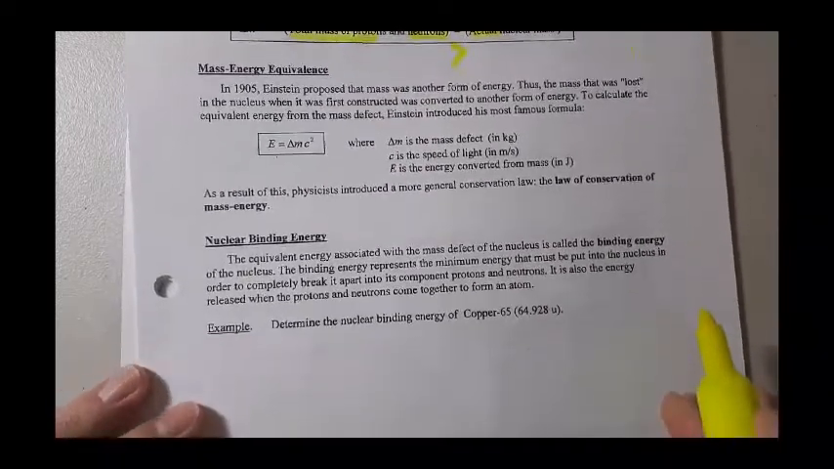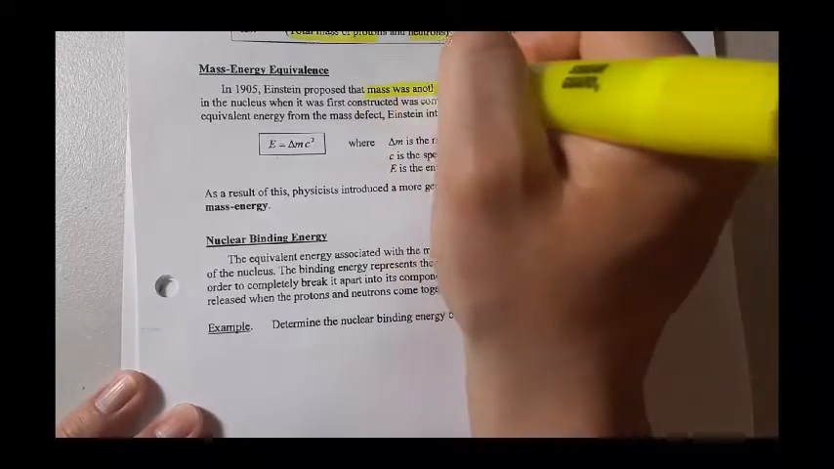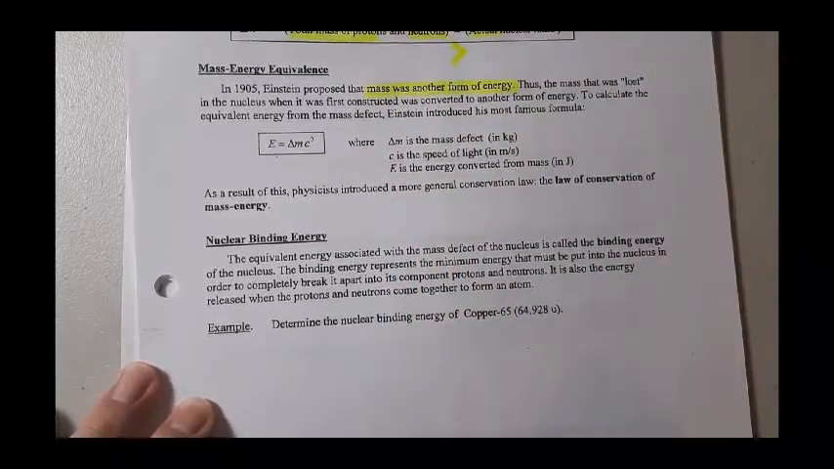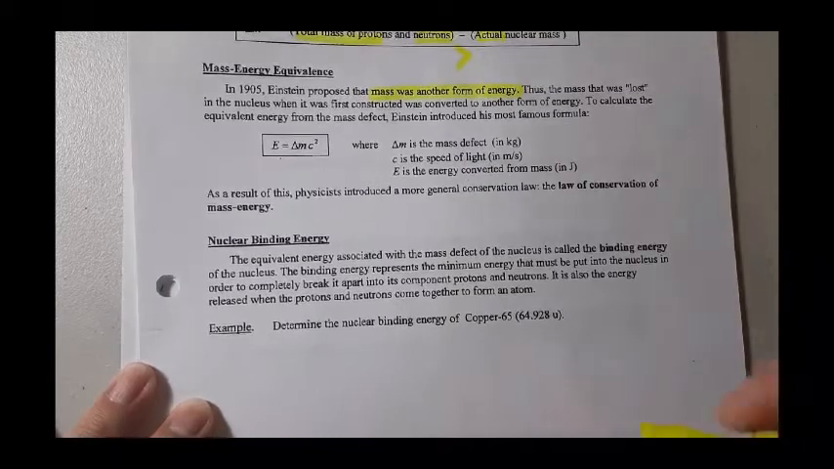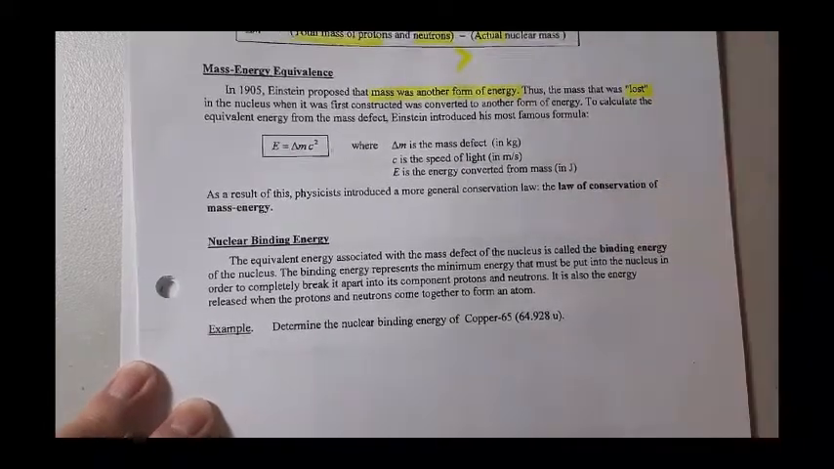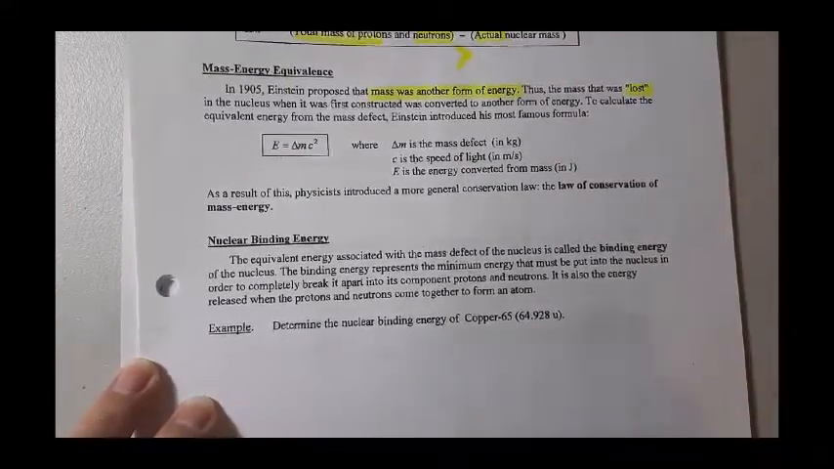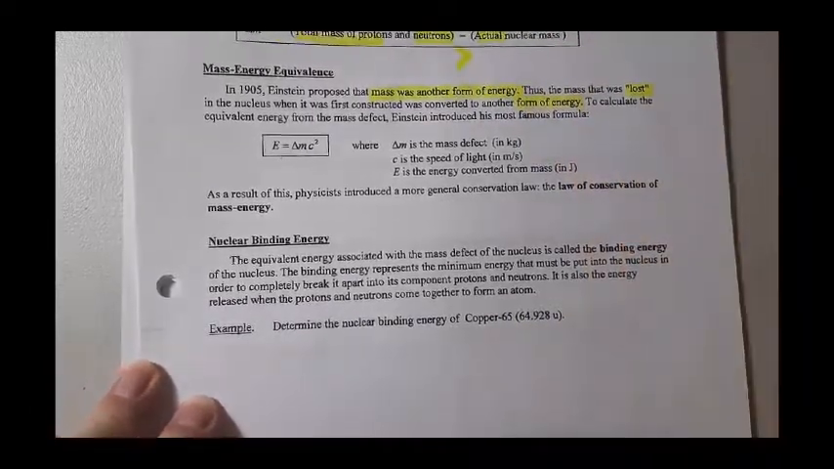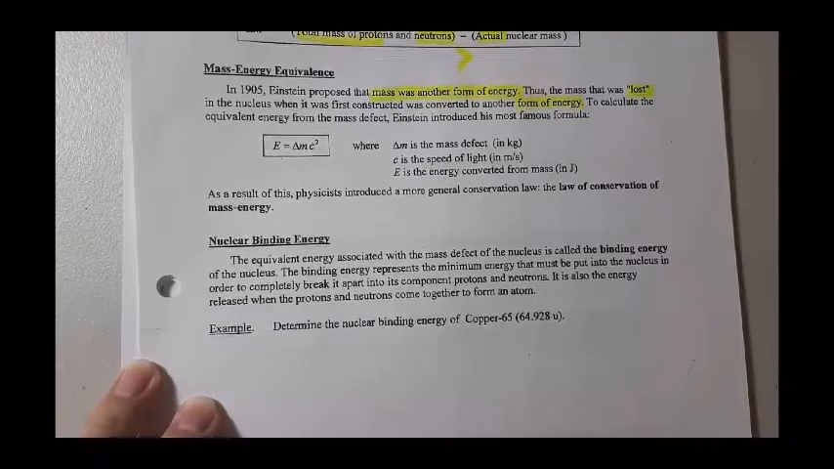He suggests that mass can become a source of energy. So when we found this defective mass, which is a lost mass in the nucleus, probably it is used in a different form of energy. In this case, it is used as binding energy, like strong nuclear force.